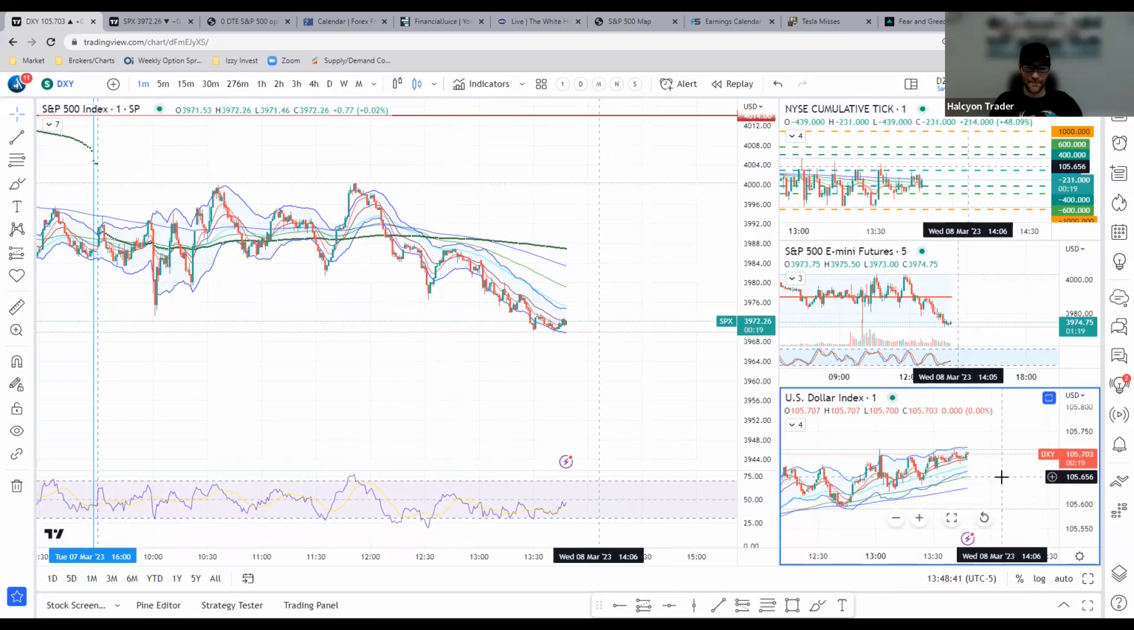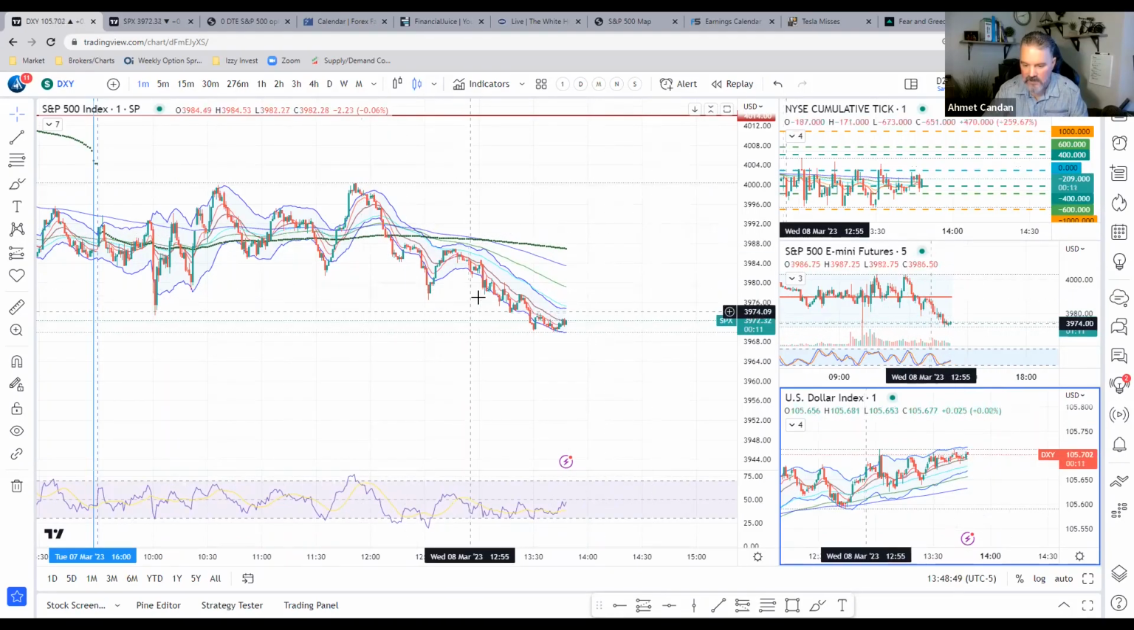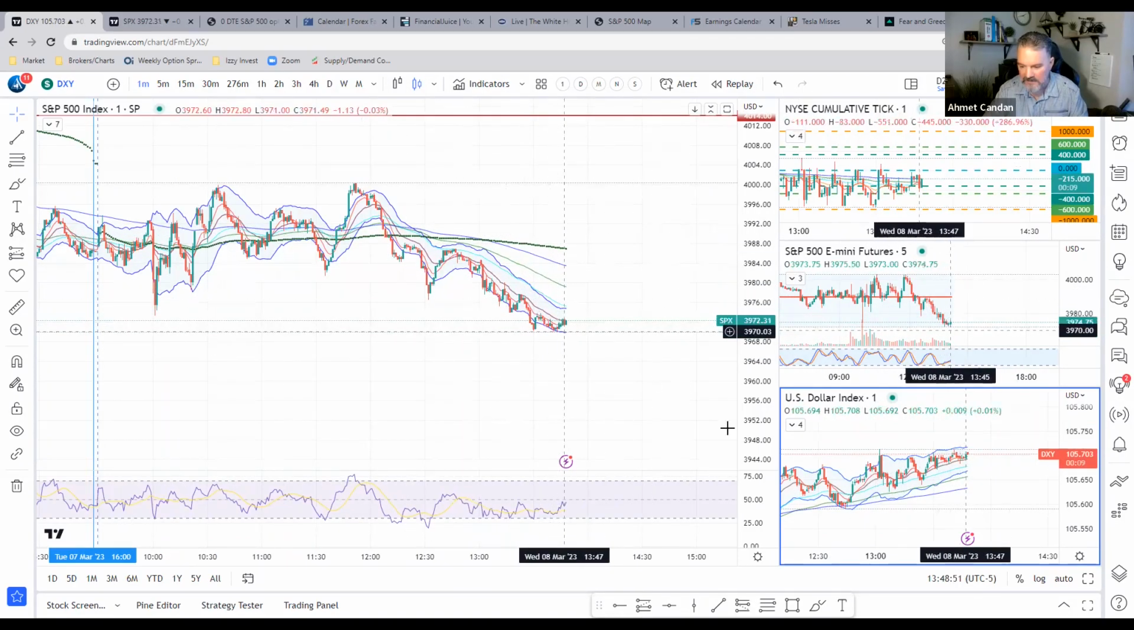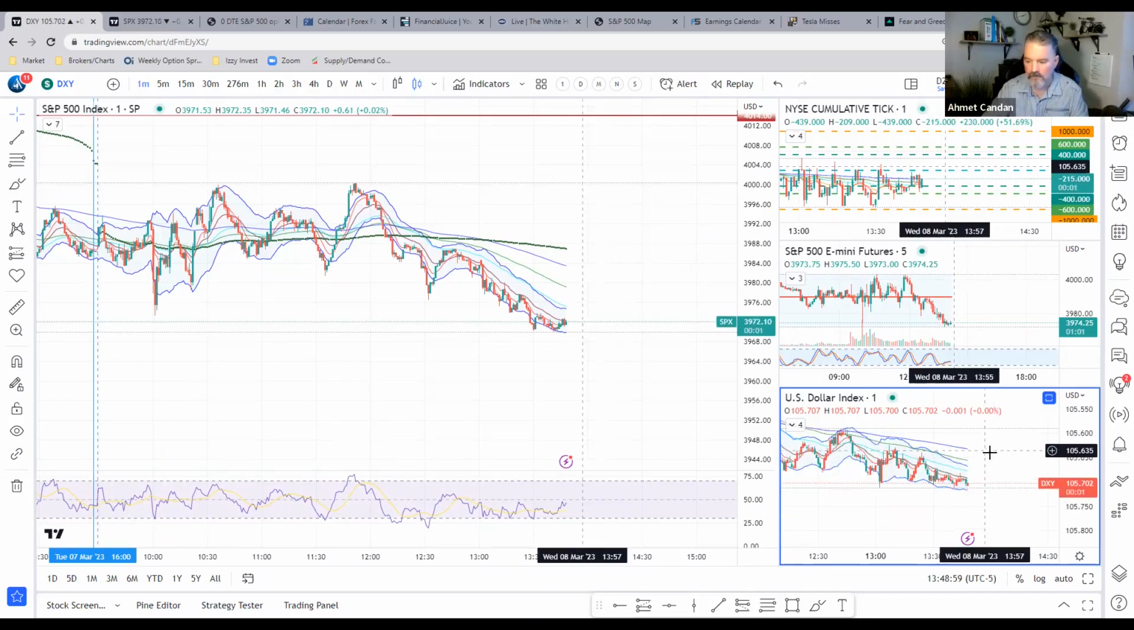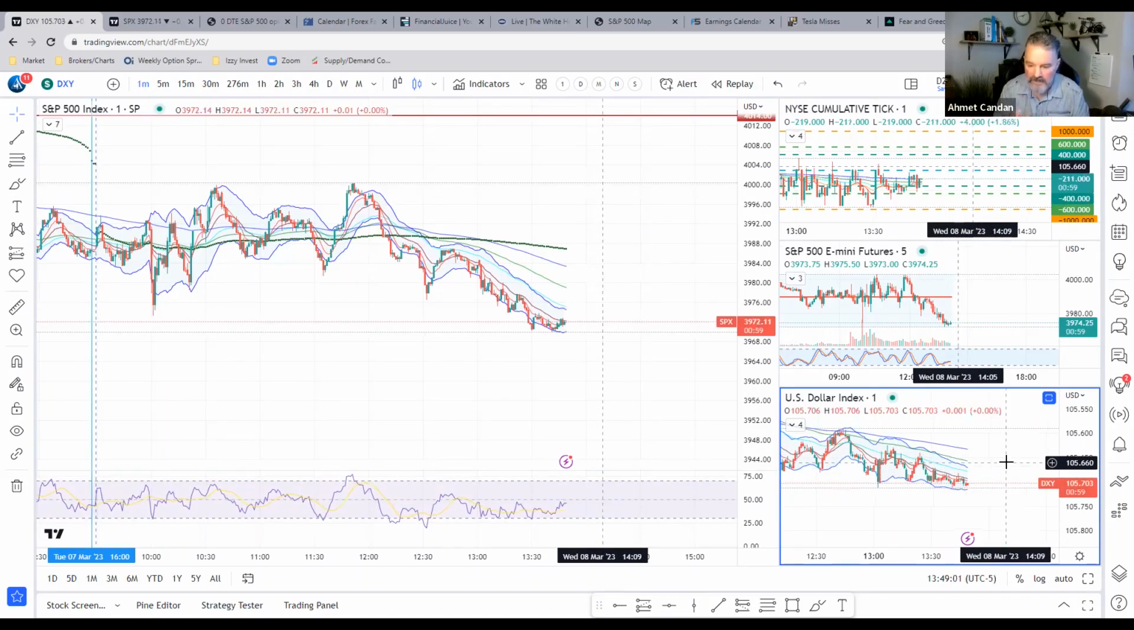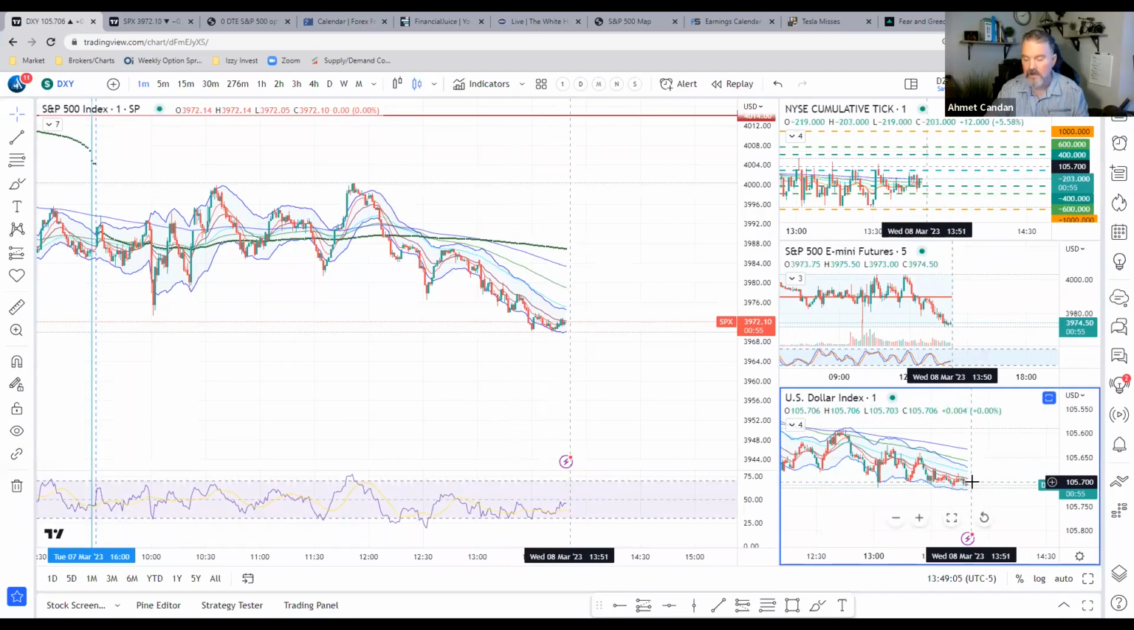If you were to type in DXY into one of your charts, and you compare it to your SPX, you'll notice that as the SPX is going down, the dollar should be going up. Well, what I've chosen to do is to invert this chart, so now they should be more correlated together. So in other words, as one goes down, the other should be going down.